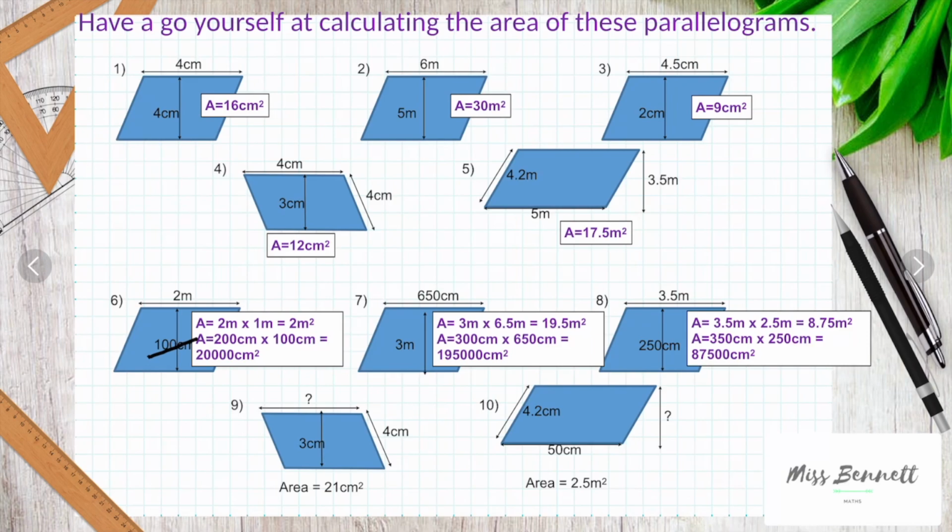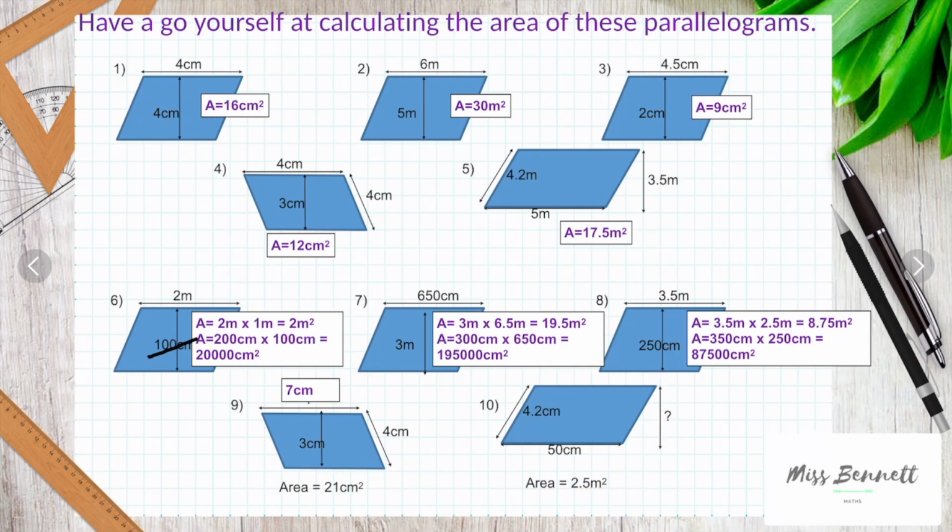Question number 9, we know that the base multiplied by the height is going to give us this area. Something multiplied by 3 is 21. That would be 7. And the final question is the base multiplied by the height to give us this area here.